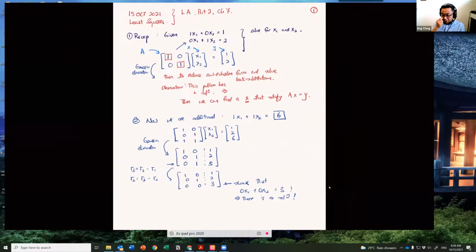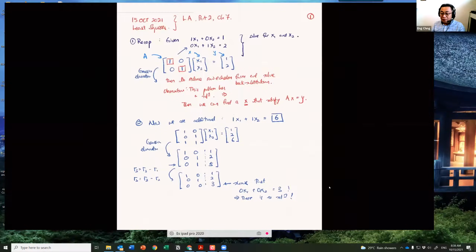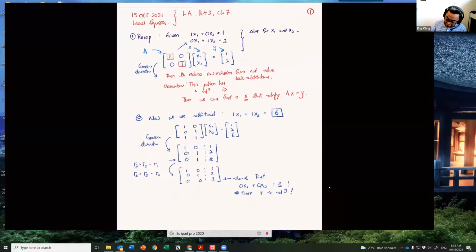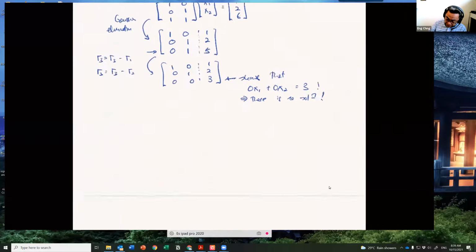Now, if we stop here, of course, then we'll never get anything done, because most likely the equations given to us are inconsistent. So when we reach here, we want to do something called least squares.